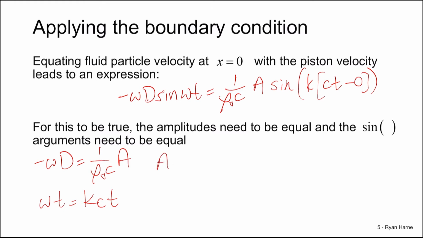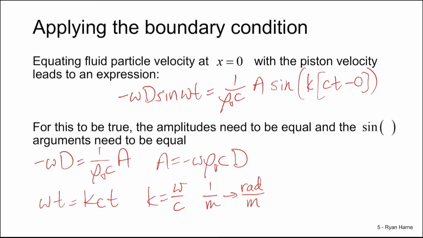So working these out, we find that the amplitude A is now known, and it is minus ωρ0c multiplied by capital D, the piston displacement amplitude. This is the amplitude of the acoustic pressure. The unknown k is found to be ω on c. The units of this are 1 on meters, also occasionally but less often written as radians per meter. This constant k is called the wave number. It's an important characteristic of acoustic waves that we'll revisit throughout this course.